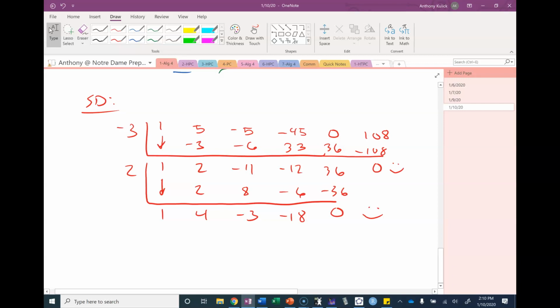Here's what you do. How do I know that -3 and +2 are only used one time? How do I know it wasn't something like x plus 3 times x plus 3 times x plus 3 times x plus 3 times x minus 2? How do I know that those factors are used only once?